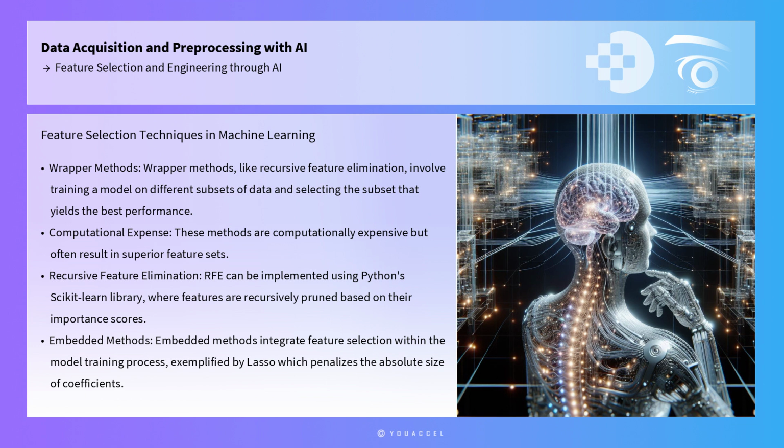Embedded methods integrate feature selection within the model training process, exemplified by Lasso, which penalizes the absolute size of coefficients, effectively shrinking some to zero, and thus performing feature selection.